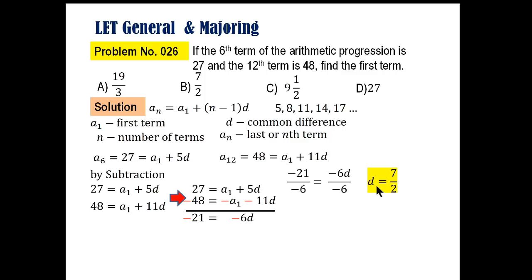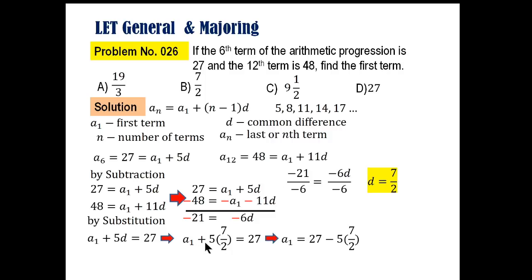We will use the value of d, which is 7 halves, to solve for a sub 1 in either of the two equations. So we will use equation number 1 by substitution. a sub 1 plus 5d is equal to 27, and d is 7 halves, so a sub 1 plus 5 times 7 halves is equal to 27. Then we isolate a sub 1 by subtracting 5 times 7 halves from both sides. So a sub 1 is equal to 27 minus 5 times 7 halves. Simplifying, 5 times 7 is 35 over 2, so a sub 1 is equal to 27 minus 35 over 2.